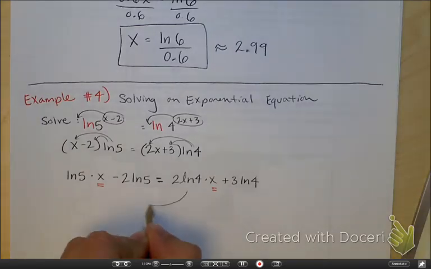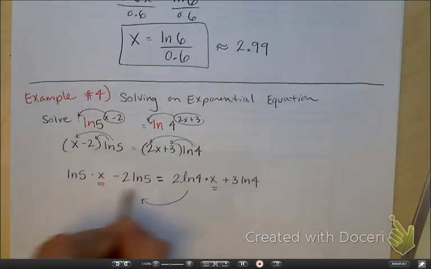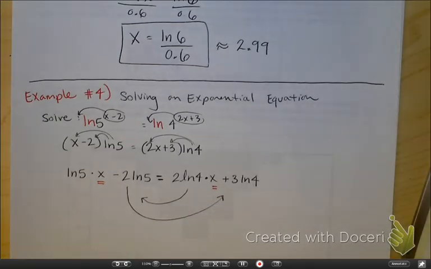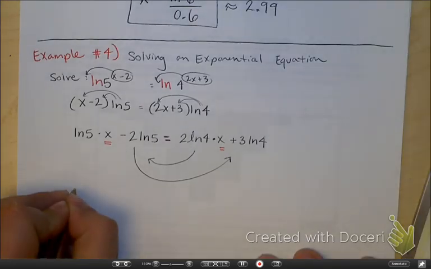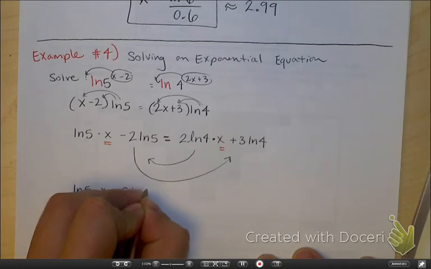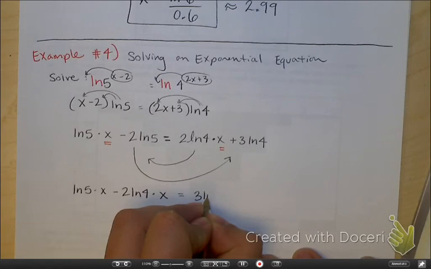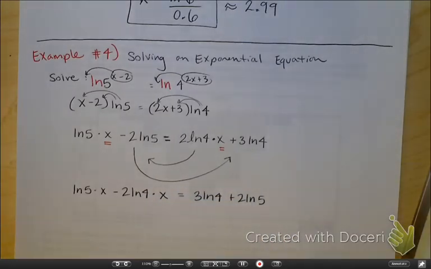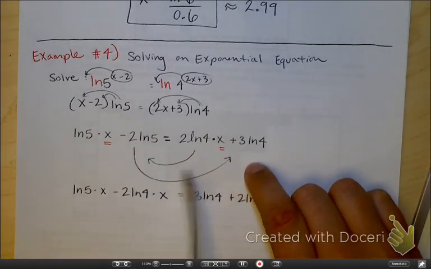So I'm going to move this to the left-hand side of the equation because I want that x on this side. And I'm going to move this term to this side of the equation because it does not have an x in it and I want all the constants on the right-hand side. So I have ln of 5 times x minus 2 ln of 4 times x equals 3 ln of 4 plus 2 ln of 5. So again, I just flip-flop these terms. I moved this term to the left and I moved this term to the right.